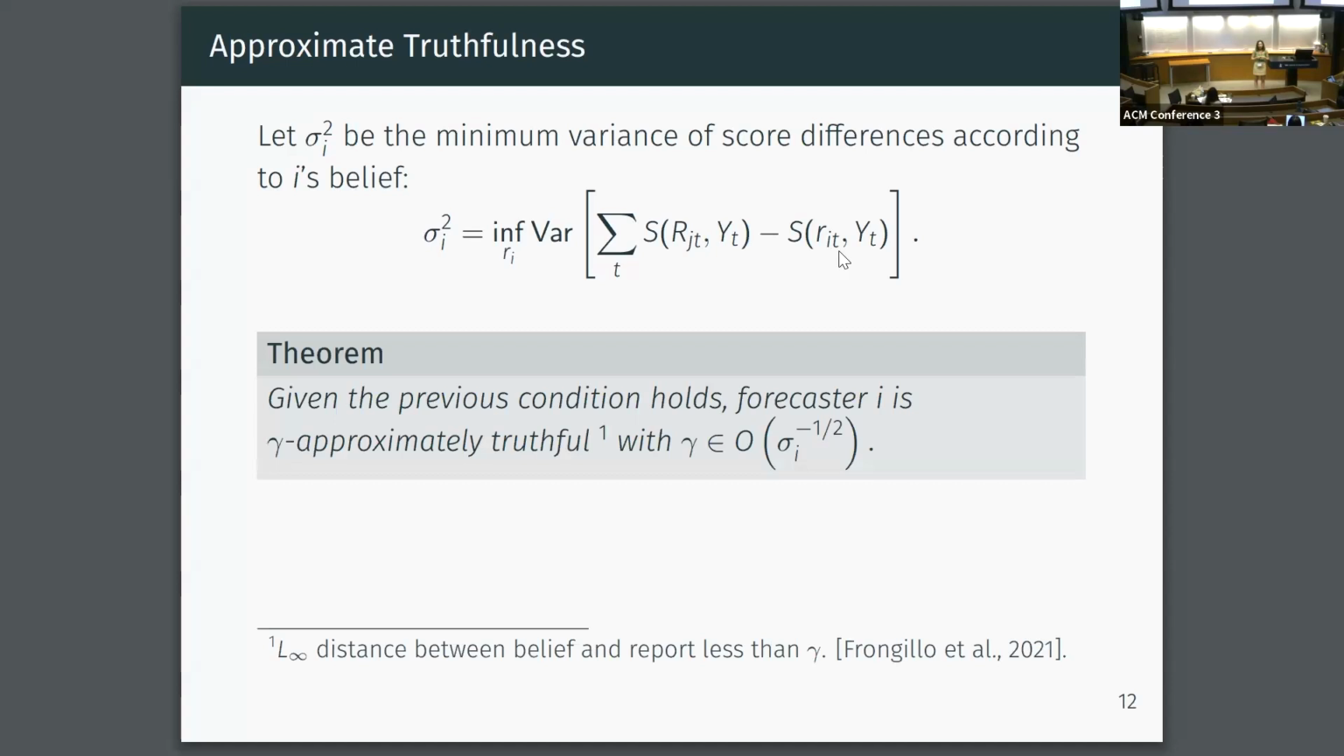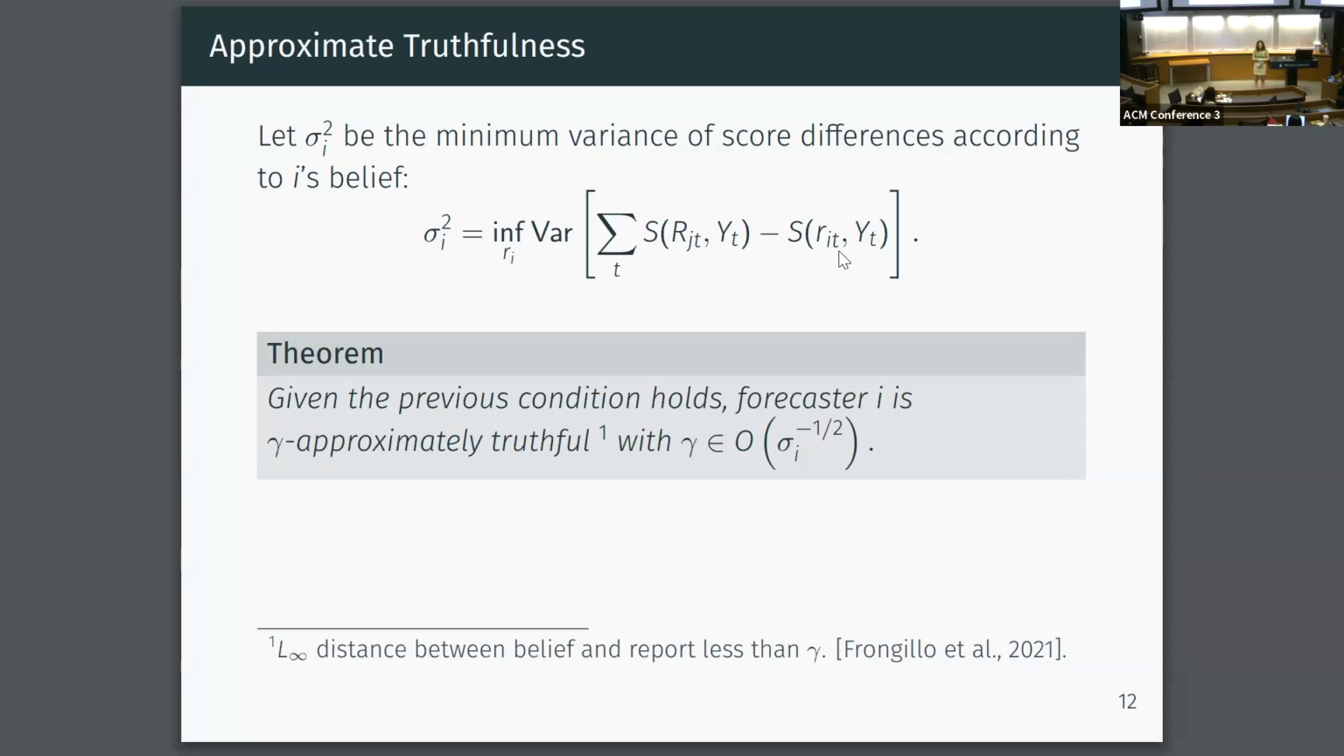So given the previous condition and the last slide holds, we've shown that forecaster I is going to be gamma approximately truthful, where gamma is in big O of sigma I to the -1/2. So 2 things. The first, what does approximately truthful actually mean? We're just saying that the L infinity distance between the belief and report vector is going to be less than gamma. So just the maximum difference between any report and any belief is bounded above by that gamma.